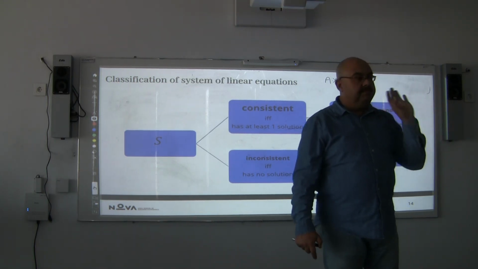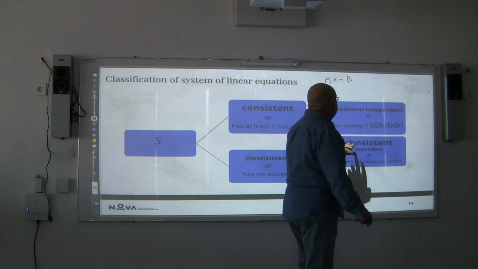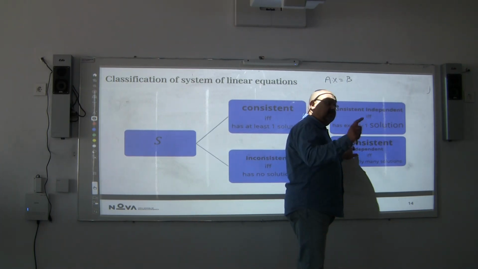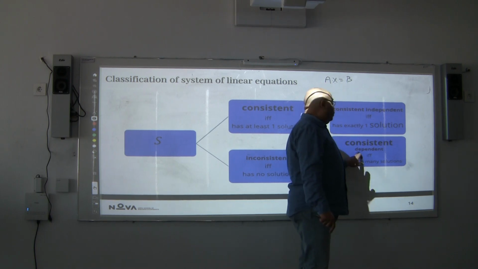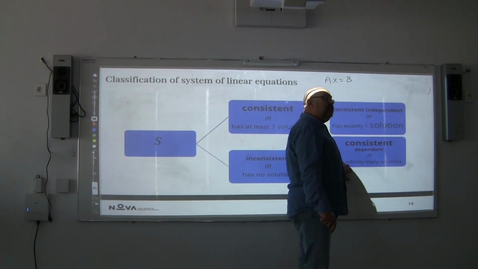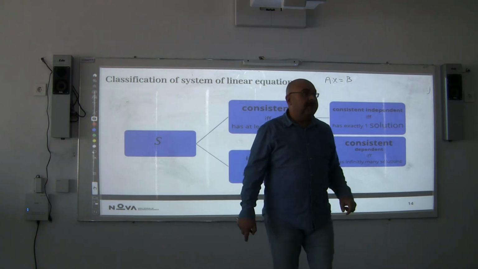There is another type of solution. It's really very important. It's called consistent. So the system has a solution, but it is a dependent solution. What do we mean by dependent solution? Infinitely many solutions.